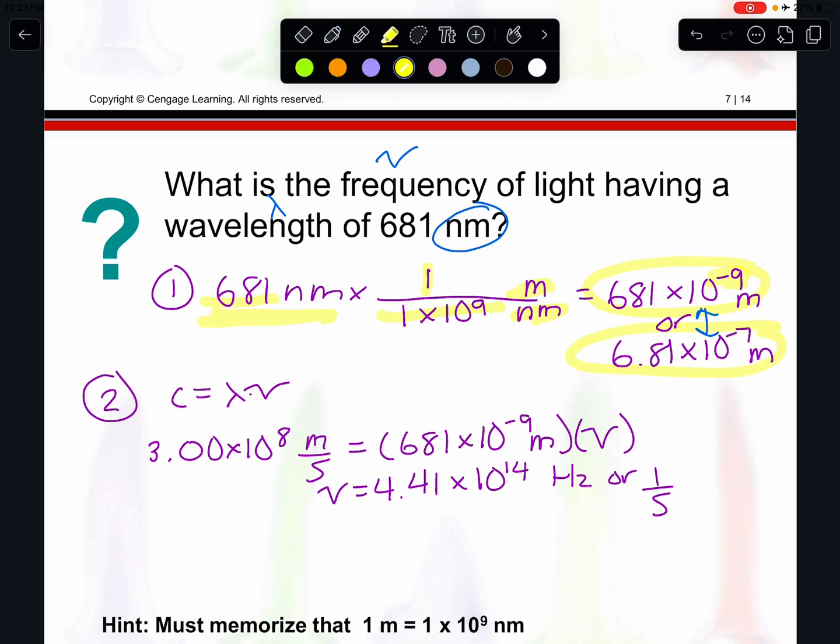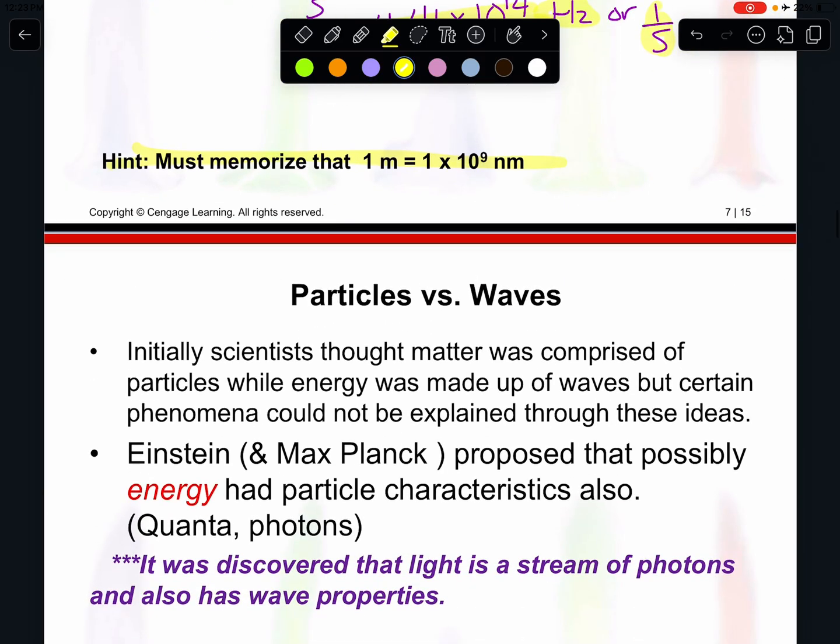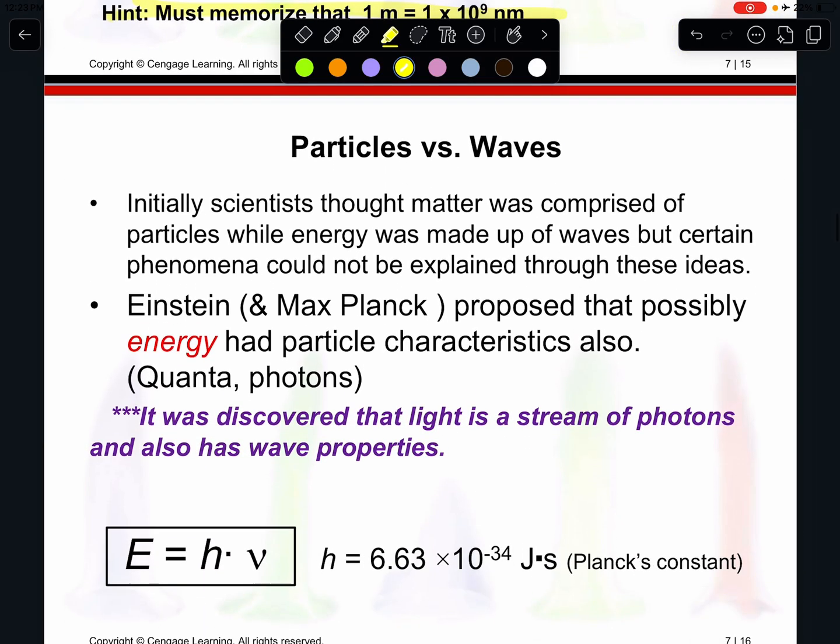Now that I have it in meters, I can go ahead and utilize my equation here. So my equation is C equals lambda times nu. And again, I can use that speed of light. I can use my solved for meters and multiply it by the frequency I'm trying to find. I'll go ahead and divide and make sure I get my answer shown here. Again, your units can be hertz, or you can do 1/seconds, or you can do seconds to the -1. It's whatever works for you. Again, you have to memorize this conversion factor.